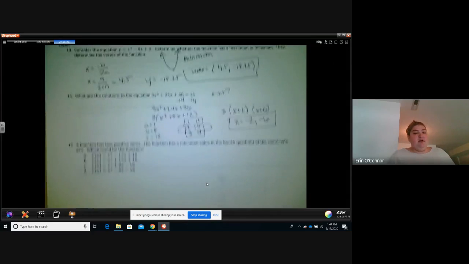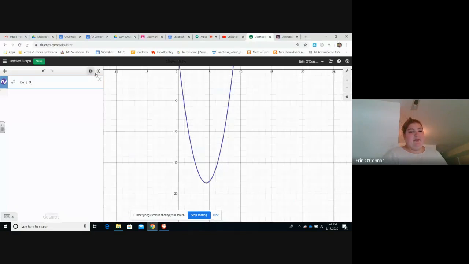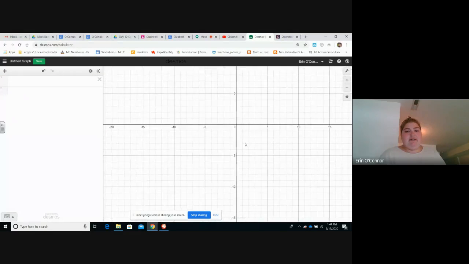Okay. Last question. A function has 2 positive zeros. The function has a minimum value in the 4th quadrant of the coordinate axis. What could be the function? Well, let's put these in and see. First of all, quadrants. First quadrant is in the top right. Second quadrant is in the top left. Third quadrant is in the bottom left. And fourth quadrant is in the bottom right.